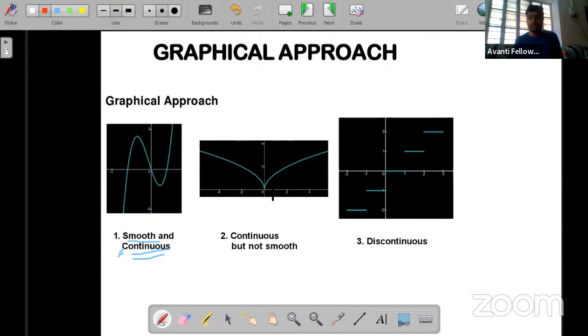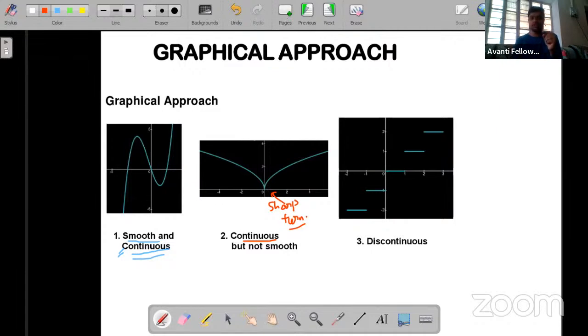Okay, so here you can see a sharp turn. Whenever you see a sharp turn, first of all we should check whether this function is continuous or not. Continuous means you should not lift the pen in the whole part when you draw the graph. So clearly we did not lift the pen. That means the graph is continuous, but the graph is not smooth. Why? Because we made a sharp turn.